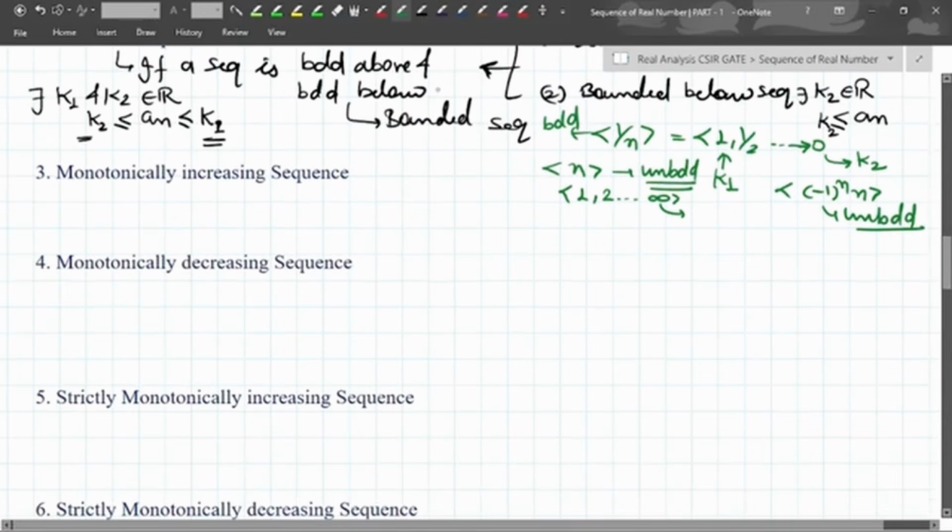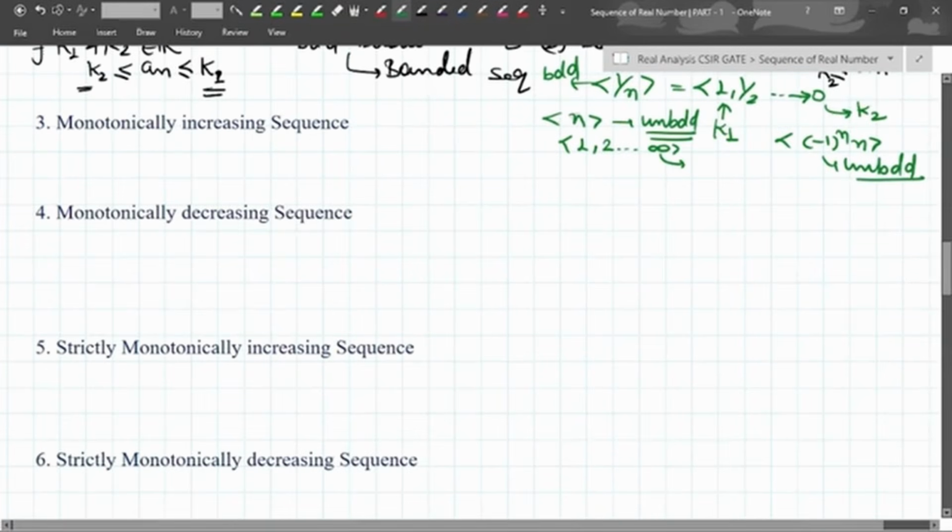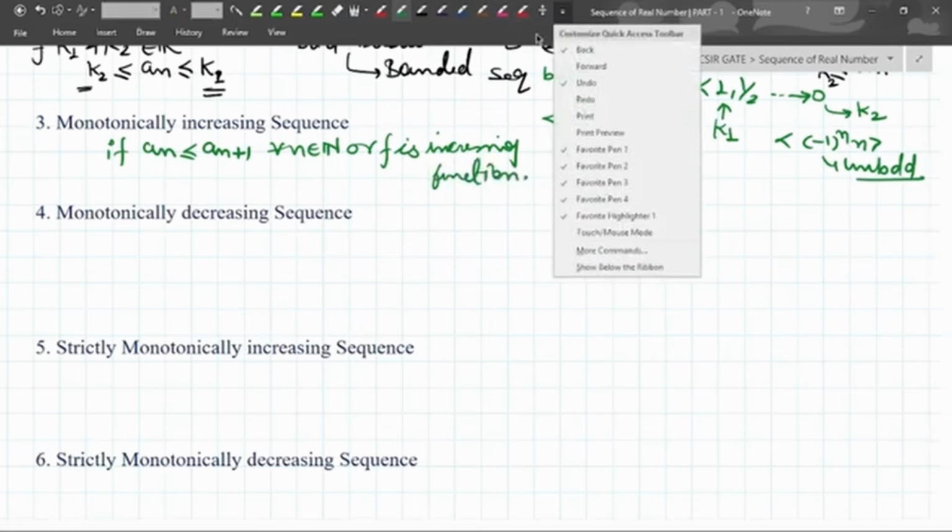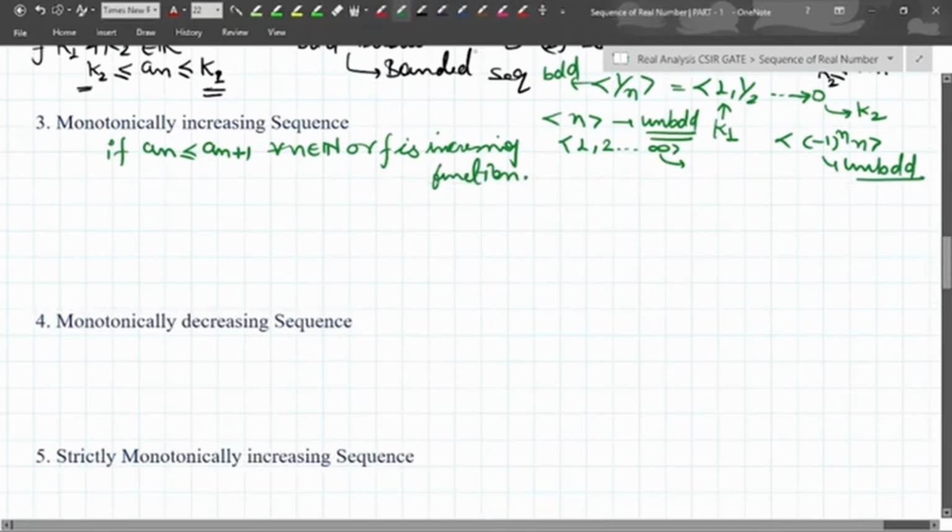Now we have the monotonically increasing sequence. What is the meaning of a monotonically increasing sequence? It means that every element is less than or equal to its next element for every n belonging to the natural numbers, or you can say your function is an increasing function.